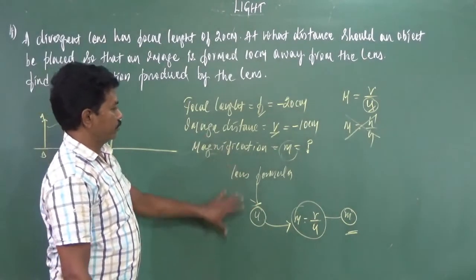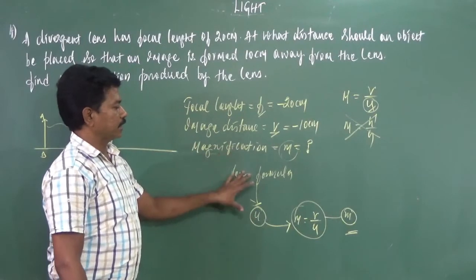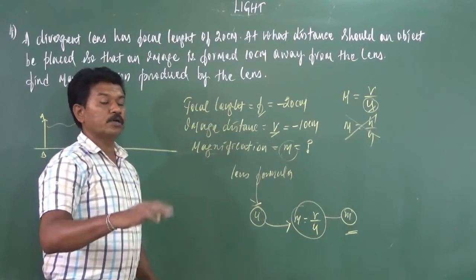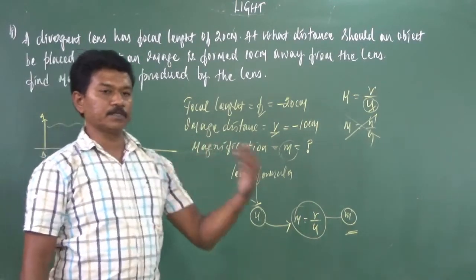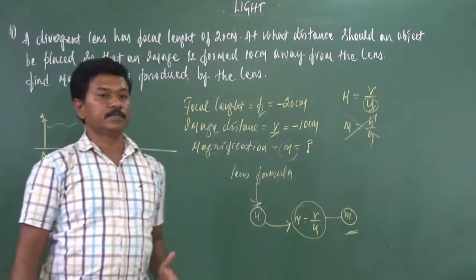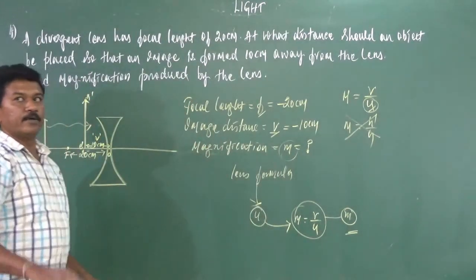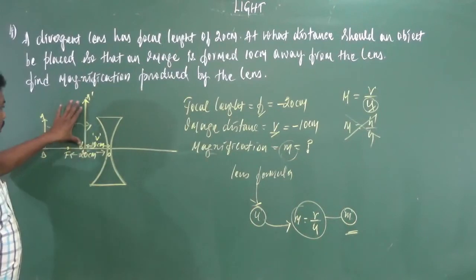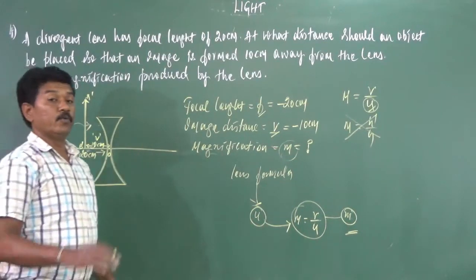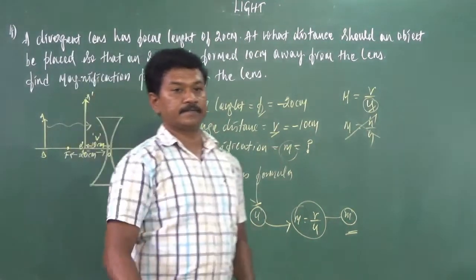I hope you understood. At last, the M value you are going to get, whether it is positive or negative, we are very sure we are going to get positive, because the image is virtual and erect, right?